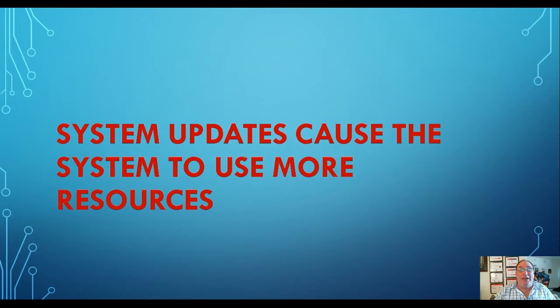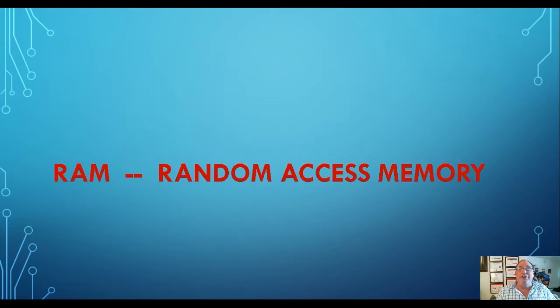Another reason that a machine can slow down is RAM. Random access memory. We're all fairly familiar with that.